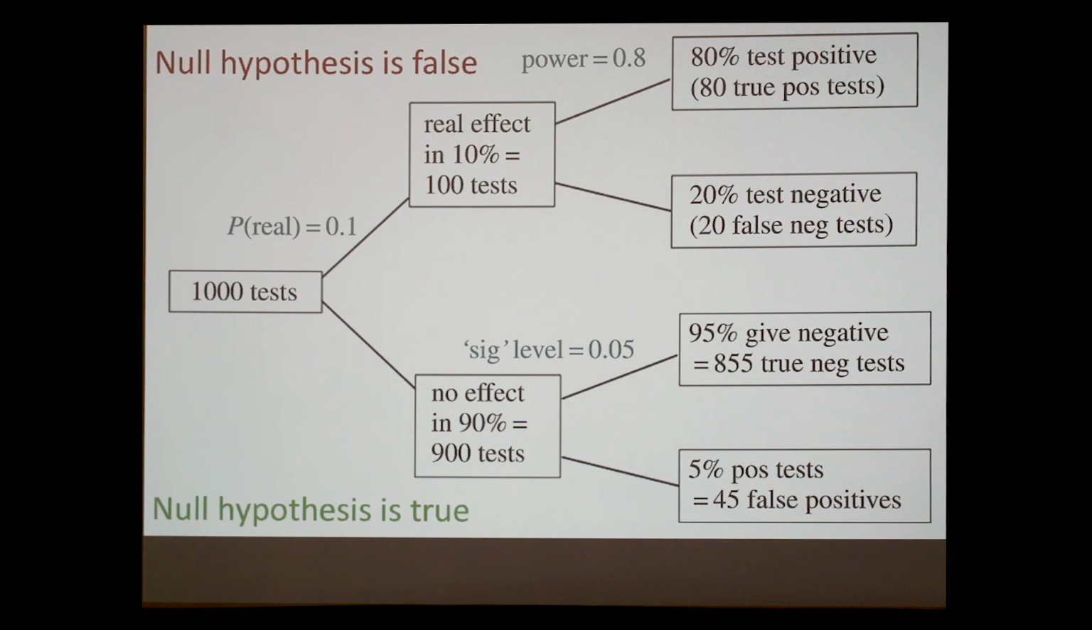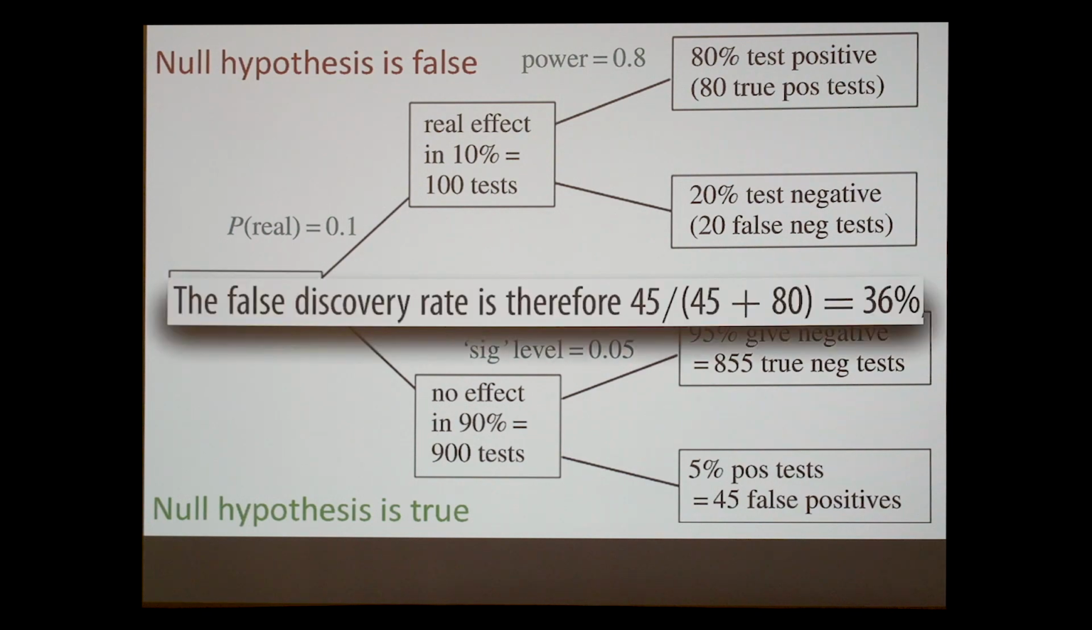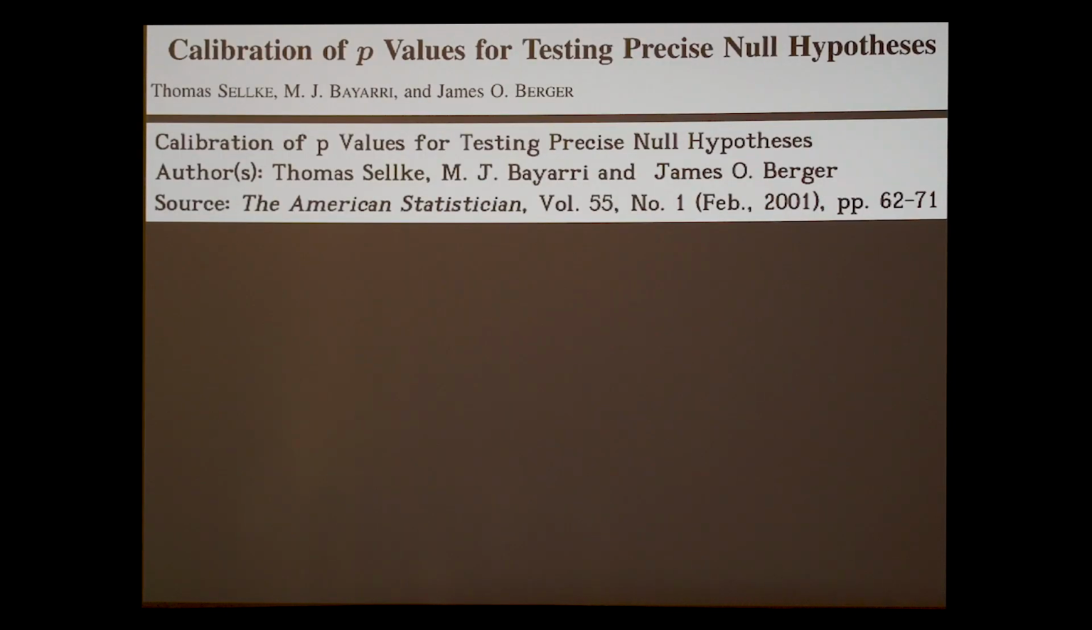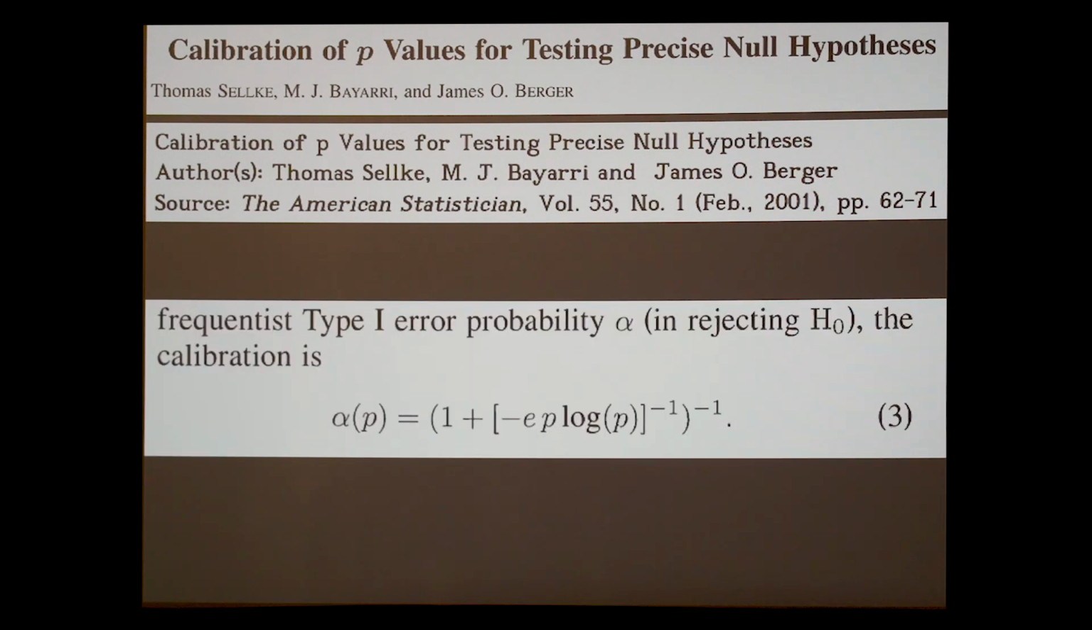So to calculate the false discovery rate, it is the number of false positive results divided by all positive results. And 36% is actually a lot higher than the 5% that people would be led to believe. The p-value accounts for an unknown prior distribution, and the details of that unknown distribution can make a difference in the false discovery rate.